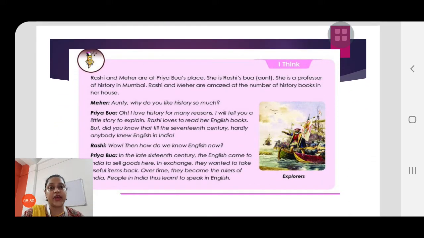And on the first page, children, you can see a picture, and I don't know whose picture this is, but in that picture, below, it is written "Explorers." I hope you remember the term explorer from your class 4, the first lesson, exploration, discoveries and invention. And who are the explorers?